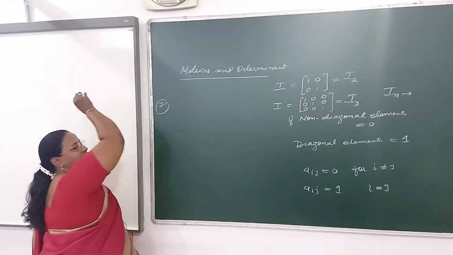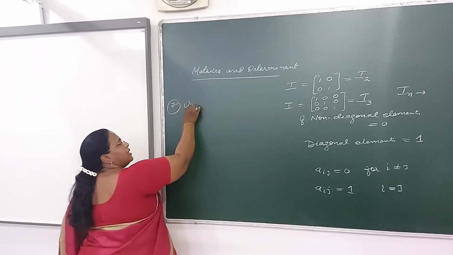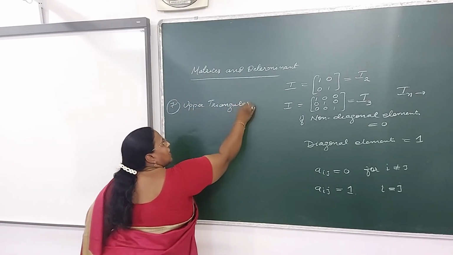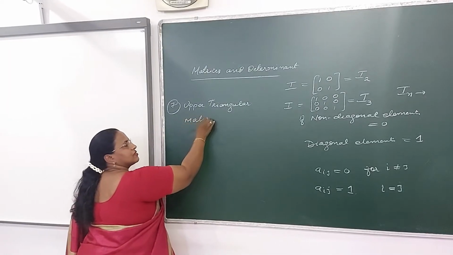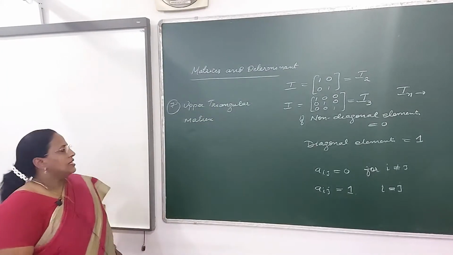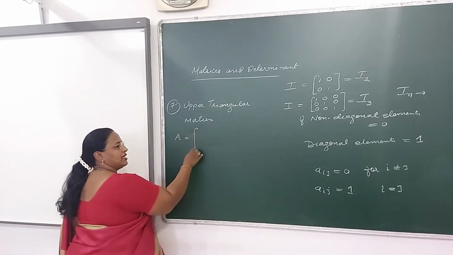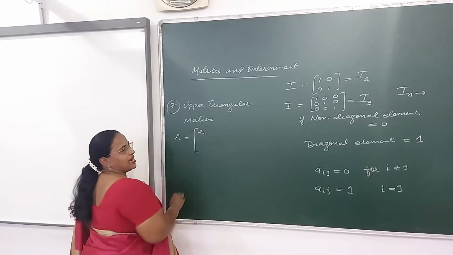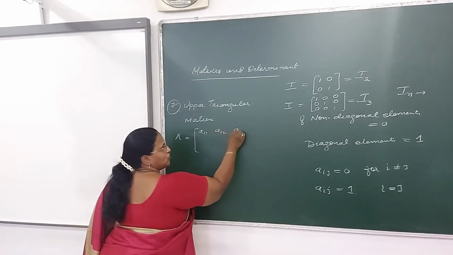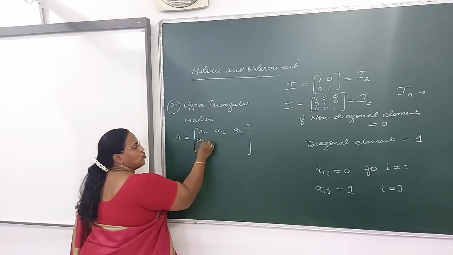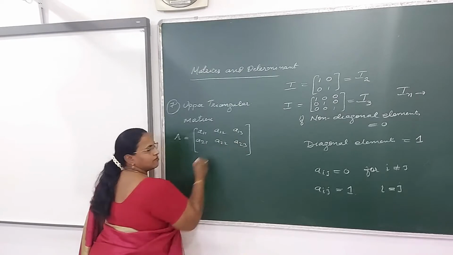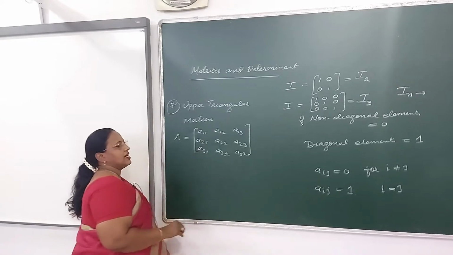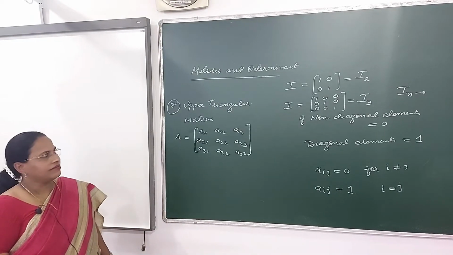This is the 7th type, the upper triangular matrix. Consider a square matrix of order 3. Let us write down the rough structure of the matrix again. So, the matrix is A11, A12, A13, A21, A22, A23, A31, A32, A33. This is a square matrix of order 3.